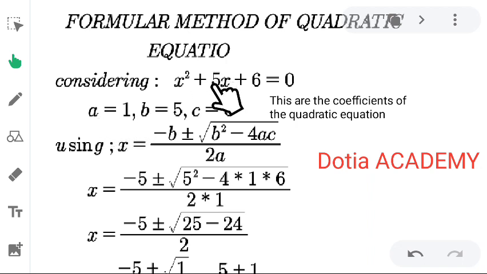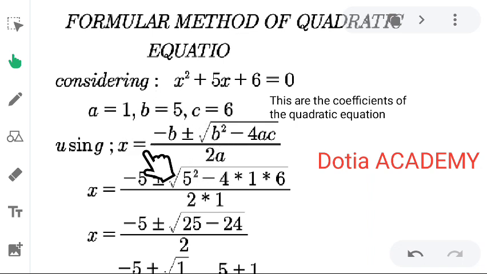The coefficient of x is b, which is 5, and c is our constant. So therefore, we are going to substitute all of these coefficients: a is 1, b is 5, and c is 6.